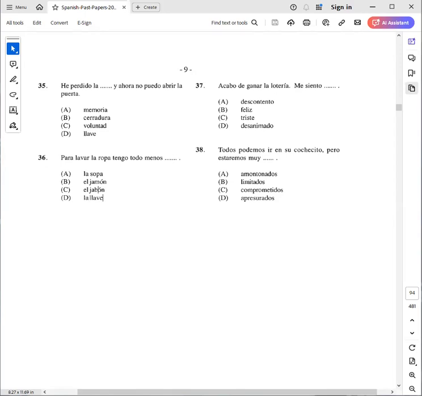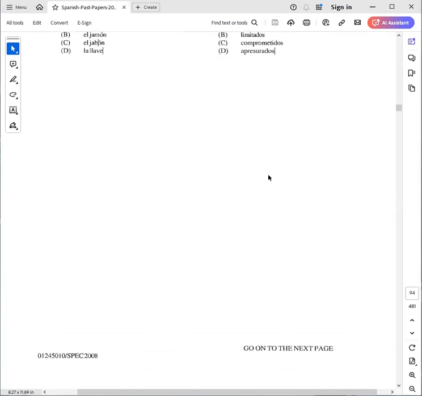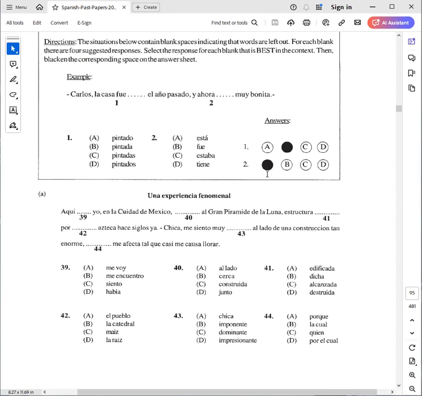38. E. Amontonados. Right? So we can all go in his little stroller or little car in this case, cochecito, but we will be very cramped or piled up, right? So A.